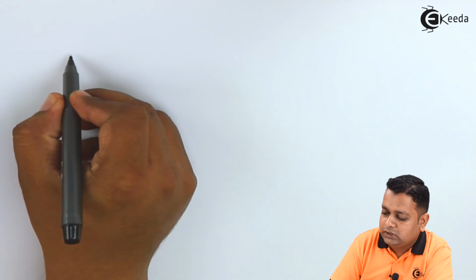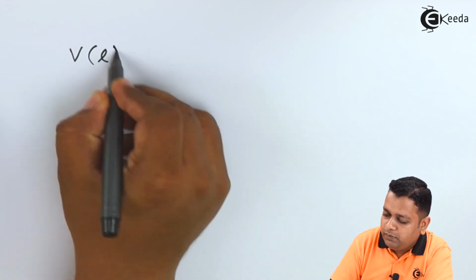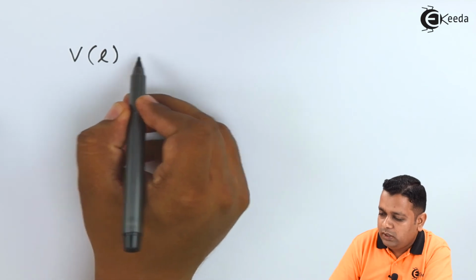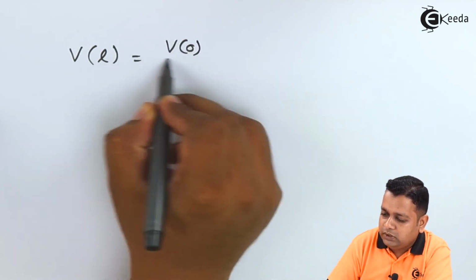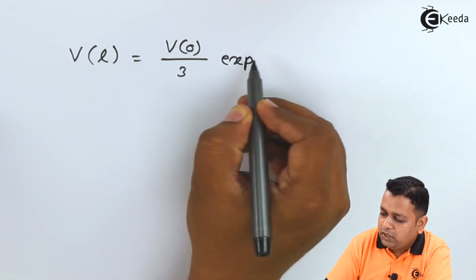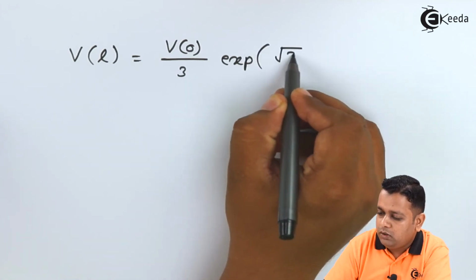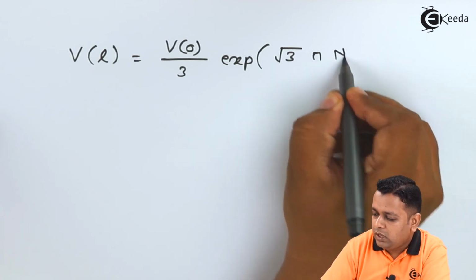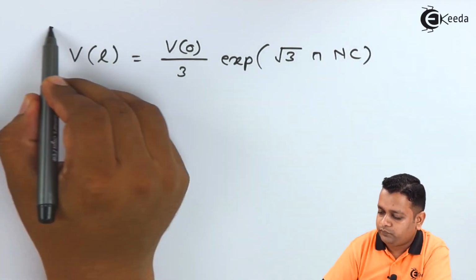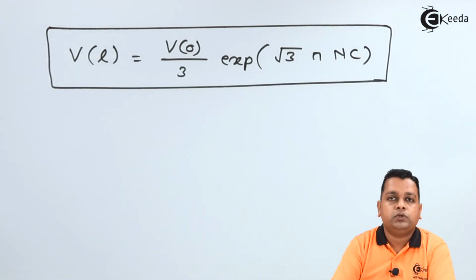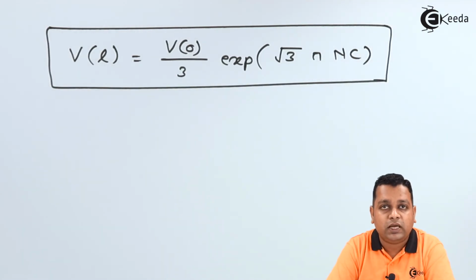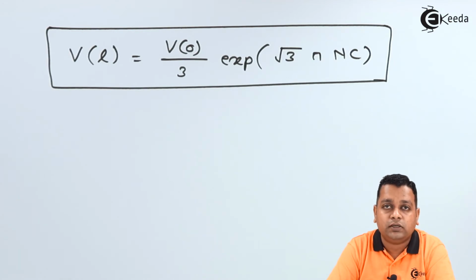So therefore the amplitude of the output voltage can be denoted here in simplified form, V as a function of small l computed as V of 0 divided by 3 into exponential of, here we have under root 3 times pi into capital N into capital C. So now we have the input voltage as well as the output voltage. Input voltage as the Z equal to 0, that is the input reference point, and output voltage as for the Z equal to L case.